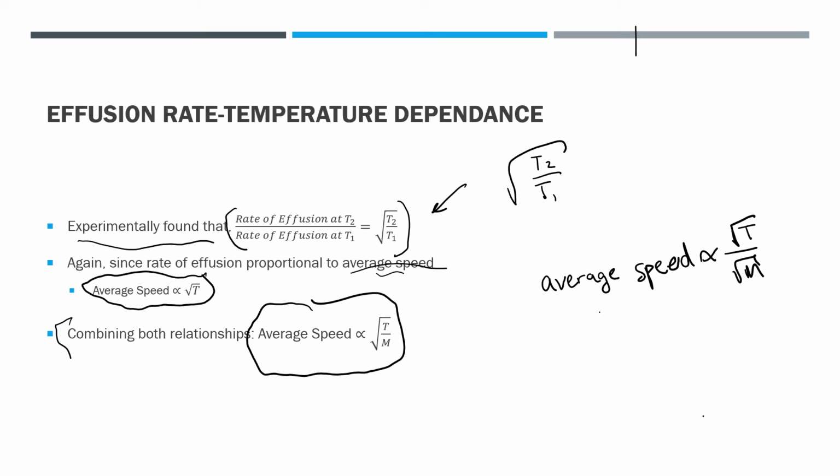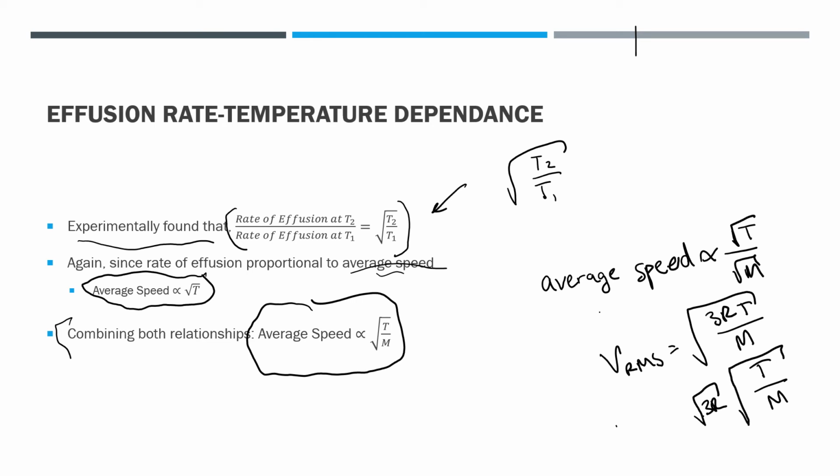We know from AP Chem that the root mean squared speed, v_rms, is equal to the square root of 3RT over M. And you can see that if I change this a little bit, I get the square root of 3R times the square root of T over M. So we can see directly this proportionality that's happening, right? This v_rms is equal to some constant, which is root 3R, times the square root of T over M.